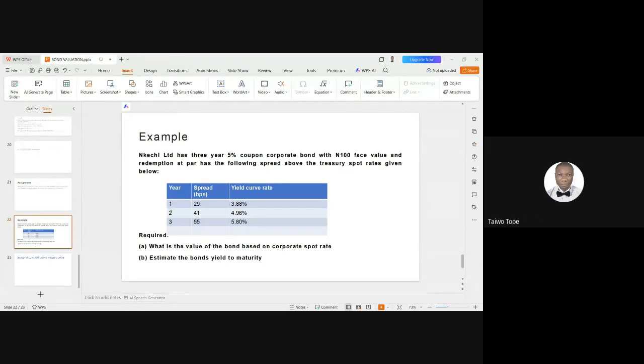4.17. So when you want to discount to get the market value of the bond, you discount by saying 3.88 plus 0.29%, and that will give you 4.17%. 4.17% in decimal is what? 0.0417.